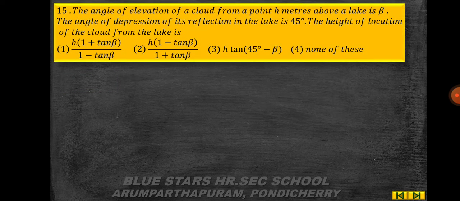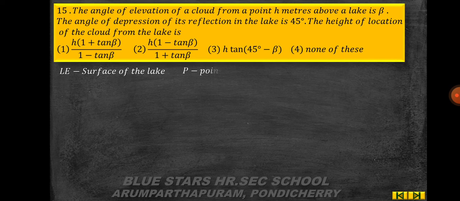Question number 15. The angle of elevation of a cloud from a point h meter above a lake is beta. The angle of depression of its reflection in the lake is 45 degrees. The height of the location of the cloud from the lake is: option 1, h into 1 plus tan beta divided by 1 minus tan beta. Option 2, h into 1 minus tan beta divided by 1 plus tan beta. Option 3, h into tan 45 degrees minus beta, and option 4 is none of these.